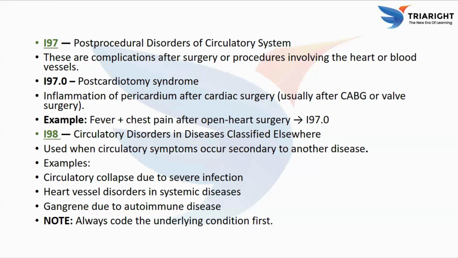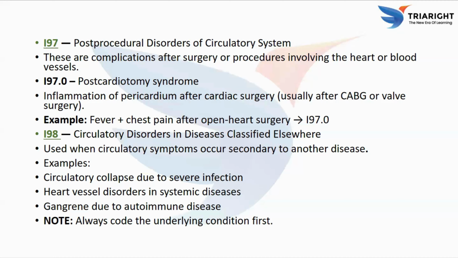For example, when a person is diagnosed, he develops fever plus chest pain after an open heart surgery. Which code do you have to assign there? You have to assign the code I97.0. So this is post-surgery pericardial inflammation.